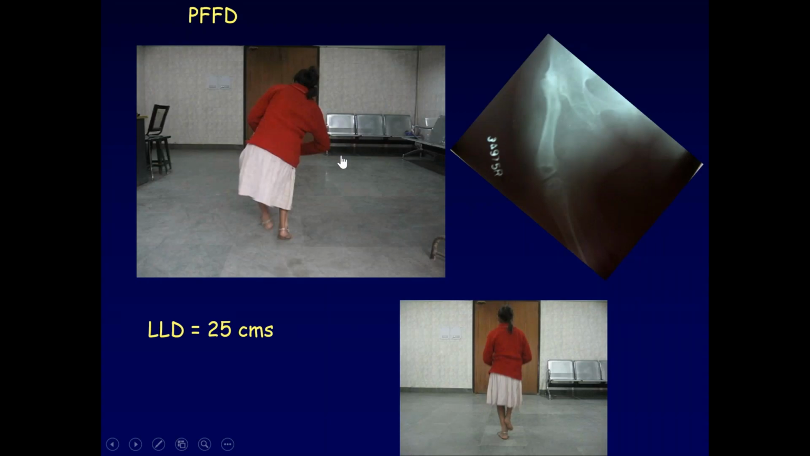And this is a child with a proximal focal femoral deficiency. That means the proximal part of the femur has not developed. That means the head of the femur, head, neck, and the trochanteric area. So there's a 25 centimeter shortening in this side. So you can imagine how much is the vertical dipping of the shoulder. I think this video probably is not working. So during the stance phase, there's a complete vertical dipping of the shoulder.